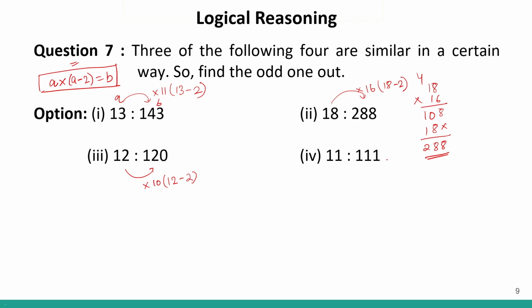So if I do it for option number 4, 11 into 11 minus 2, that is 11 into 9, will give me 99. But over here we have 111. Therefore, option number 4 is different. And option number 4 will be the correct answer to this question. Clear?